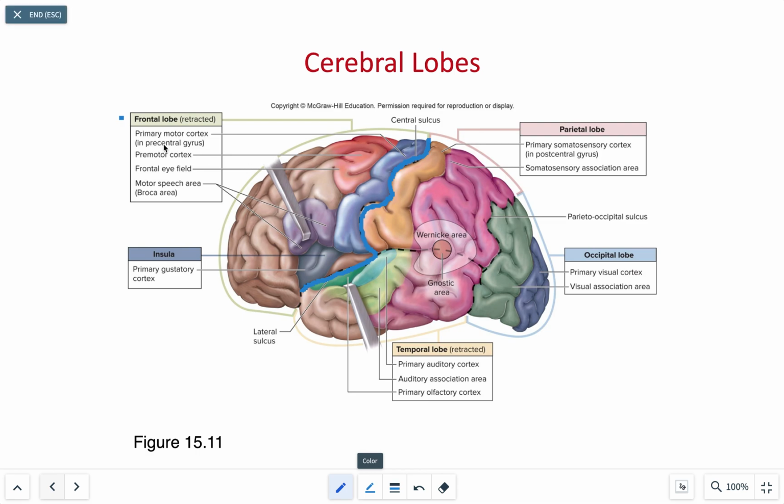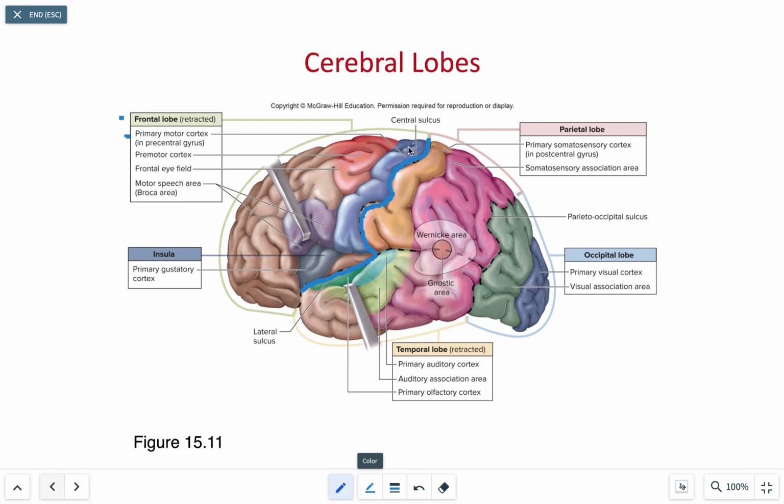When we're looking at the frontal lobe, the first thing that we are going to talk about is the primary motor cortex, which is this blue region right here. It's also in the precentral gyrus. The precentral gyrus is simply a region where a mass of nervous tissue is immediately anterior of the central sulcus.